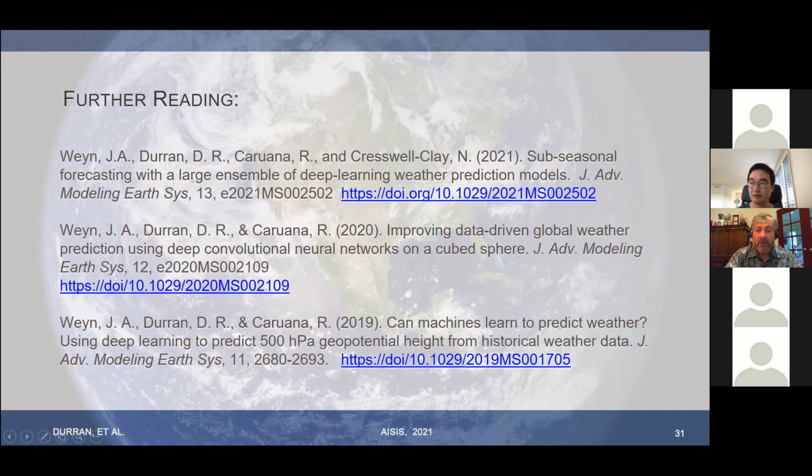By the way, we've got 3 papers now that have been accepted in JAMES, the Journal of Advances in Modeling Earth Systems. This is the main journal for weather forecasting. And the work is getting some nice attention. We're getting actually some recognition and awards for the work.